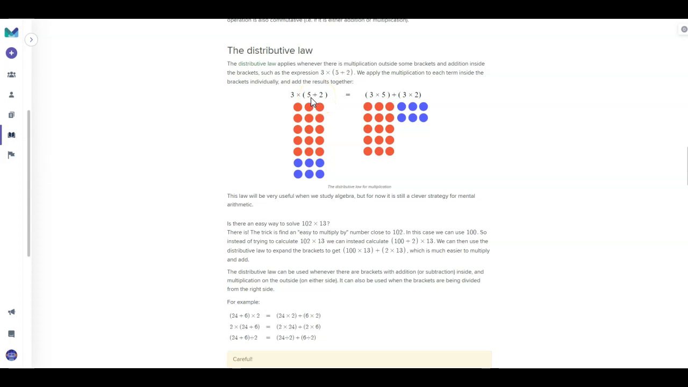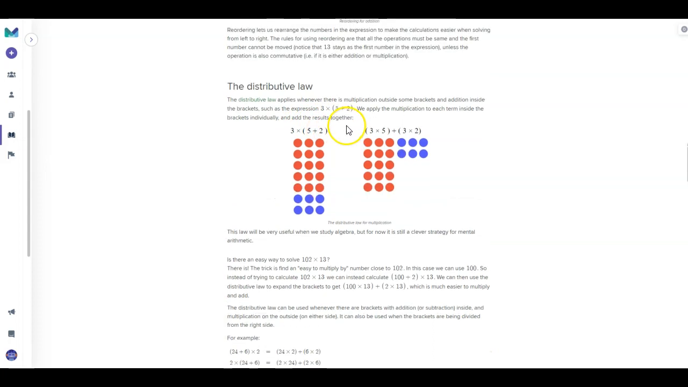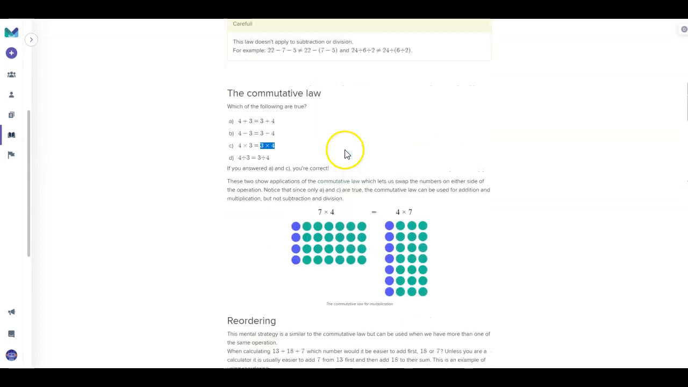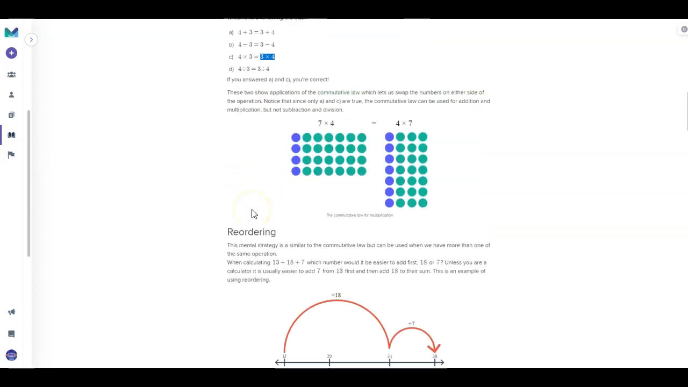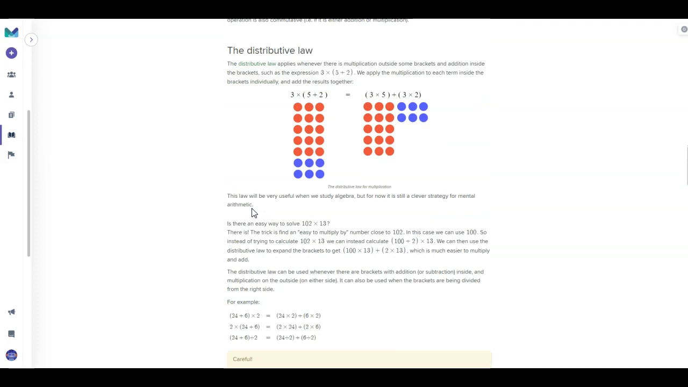Another thing to realize is the 3 times could have been on the right hand side of the bracket, and it would still be the same, because as we saw earlier, if we go all the way back up here to the commutative law, we can swap values on either side of a multiplication and you get the same answer. So here in the distributive law in this example, if we had them multiplied by 3 here, it would still be the same as this number, whatever that is, multiplied by 3.